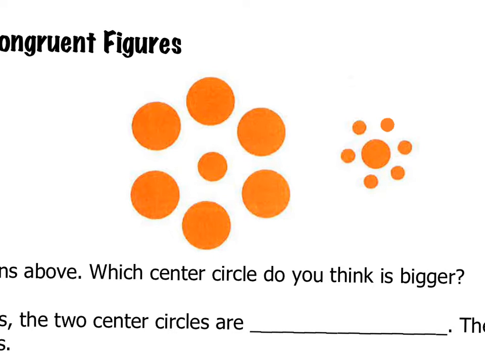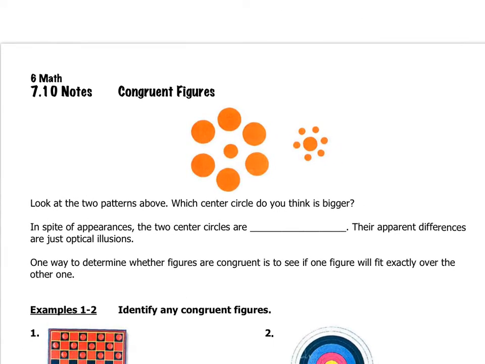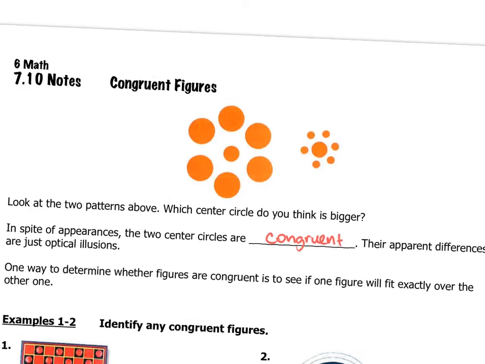Well, the answer, it might surprise you, is that both of those circles are the same size. And whenever you have two shapes that are the same size, we call those congruent shapes. So even though it appears that the right center circle is larger than the left center circle, they're actually congruent. This is what is known as an optical illusion. So let's analyze that a little bit more.